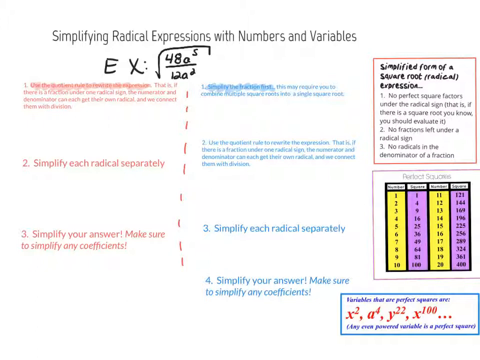So on the left side here, if we were using the quotient rule first, if I have two numbers divided under one square root, I can give the top its own square root, and I can give the bottom its own square root. Then from there, I just work on simplifying each radical separately.